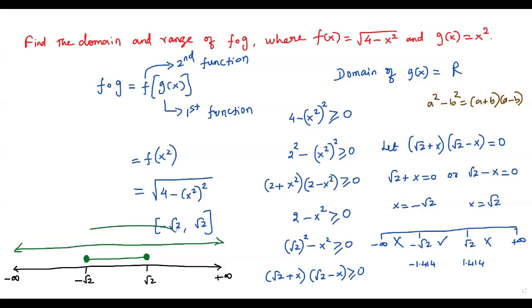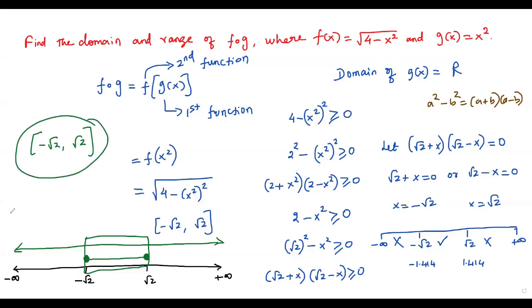So what is the common region of the two graphs I have drawn in green color? This part represents the common region of the two graphs, and the common region of the two graphs gives the domain of the composite function. So this common region that I marked over here gives the interval negative square root of 2 comma positive square root of 2. So this is the domain of the composite function. Now we got the domain of the composite function f dot g.